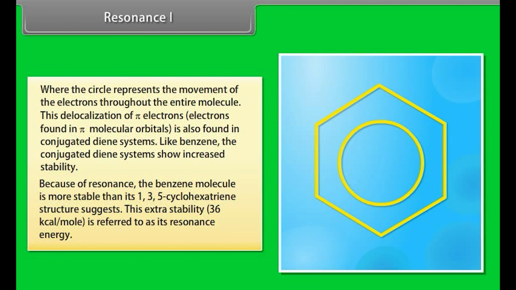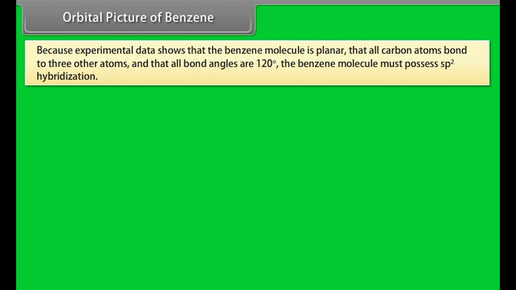Because of resonance, the benzene molecule is more stable than its 1,3,5-cyclohexatriene structure suggests. This extra stability, 36 kilocalories per mole, is referred to as its resonance energy. Orbital picture of benzene. Because experimental data shows that the benzene molecule is planar, that all carbon atoms bond to 3 other atoms, and that all bond angles are 120 degrees, the benzene molecule must possess sp2 hybridization.